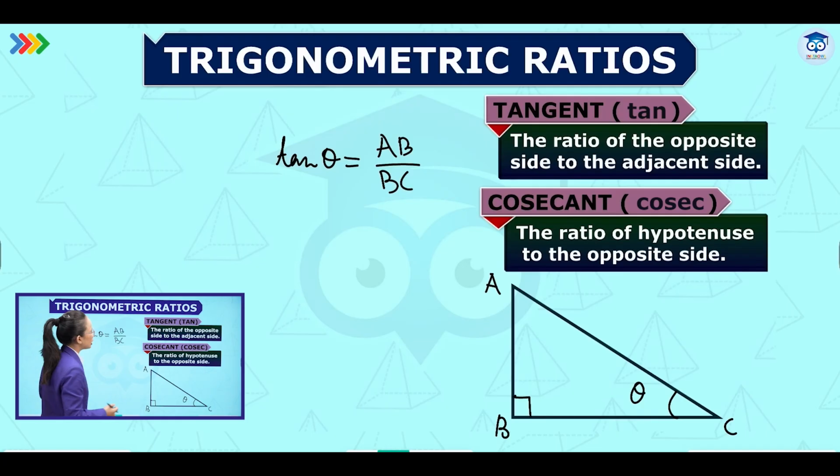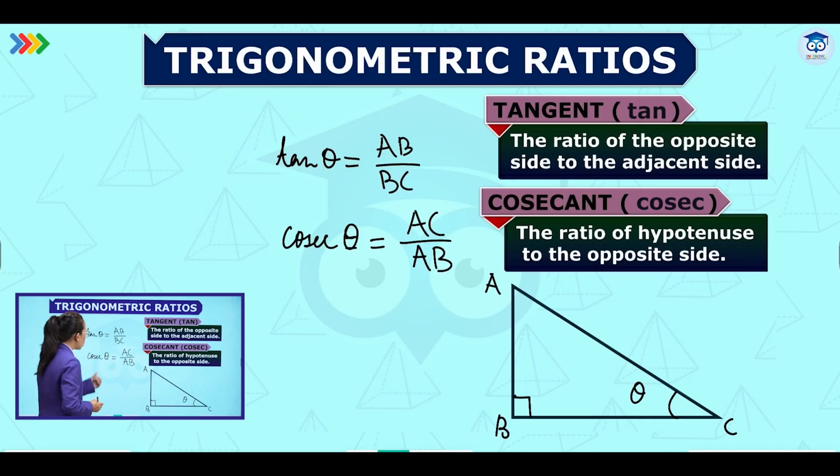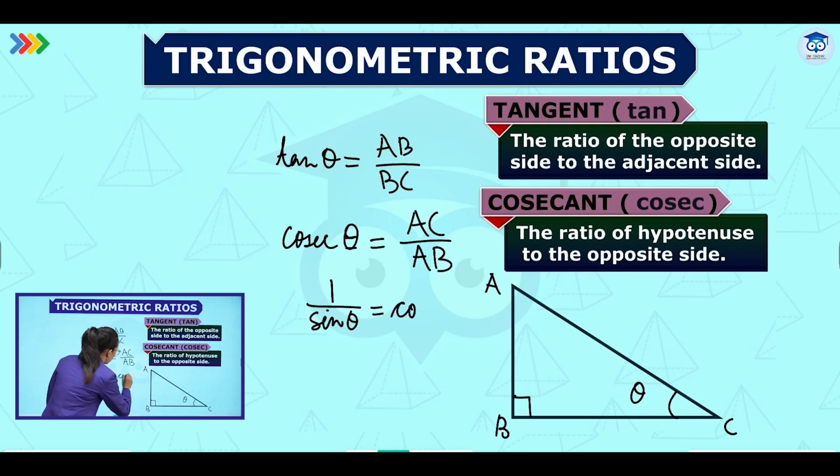Next, we have the cosecant, which is known as cosec. Cosec is nothing but the ratio defined by hypotenuse upon opposite, which is just the reciprocal of sine. Cosec of this particular theta is nothing but hypotenuse, that is AC, upon opposite, that is AB. So we can also define cosec as 1 upon sine theta, because we are taking just the reciprocal of it. So 1 upon sine theta is the cosec of that particular angle.